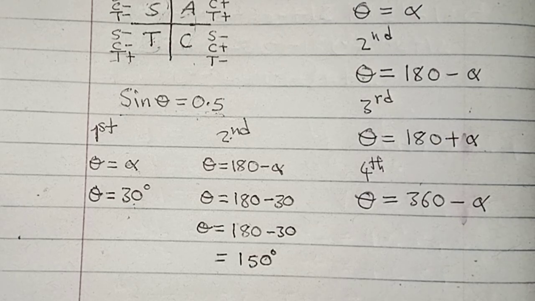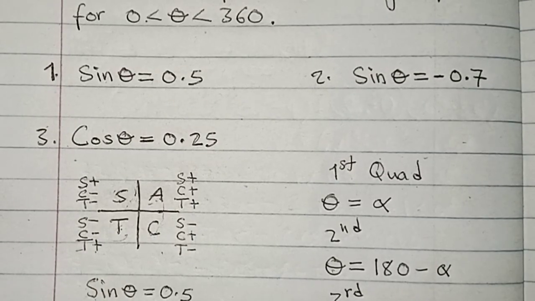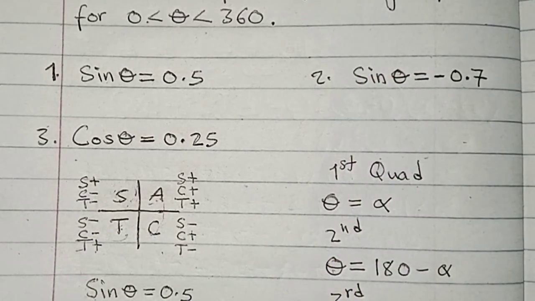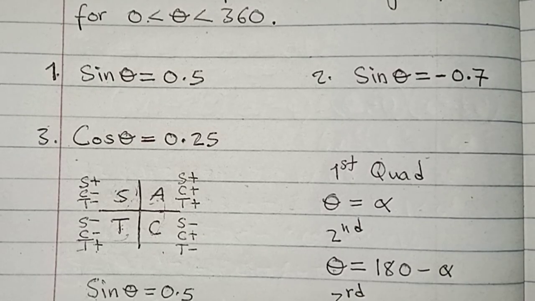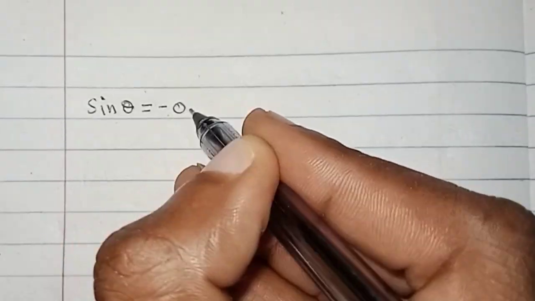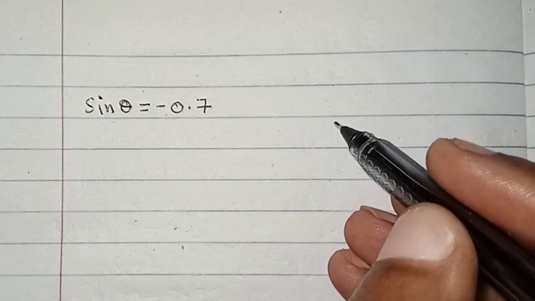Let us try the second example. For the second example, we have sine theta is equal to negative 0.7. So we follow the same procedure.